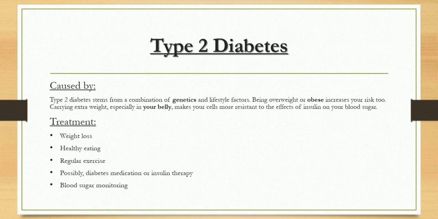What causes type 2 diabetes? So type 2 diabetes is caused from a combination of genetics and lifestyle factors.